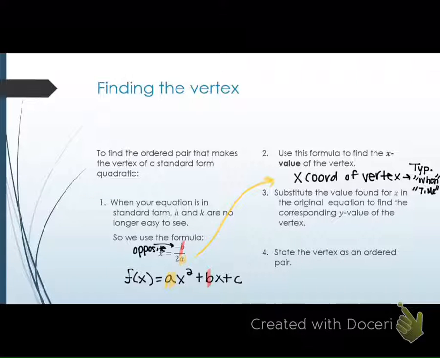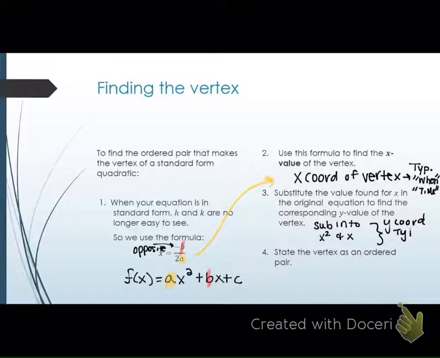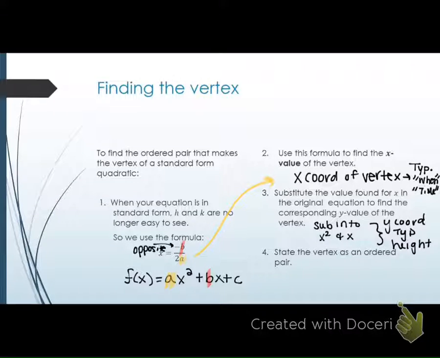After you find your x coordinate, you're going to substitute the value found for x into the original equation to find the corresponding y value. So you're going to sub in to x squared and x. After you substitute in, this will give you the y coordinate, which is typically your height. Then you need to state your vertex as an x comma y.